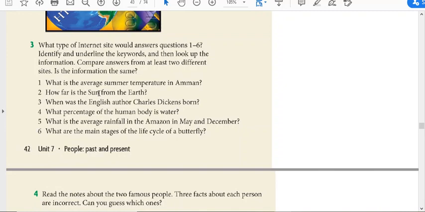So for example here, number 1, what is the average summer temperature in Amman? We need first to identify and underline the keywords. So we have summer temperature and Amman. They are probably the most important keywords in this statement. Then we need to search for the phrase summer temperature and Amman, let's say in the Google search engine and the Yahoo search engine. Then we have to get the same answers.